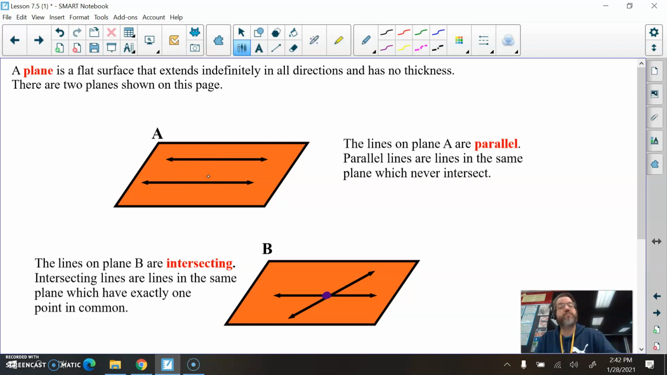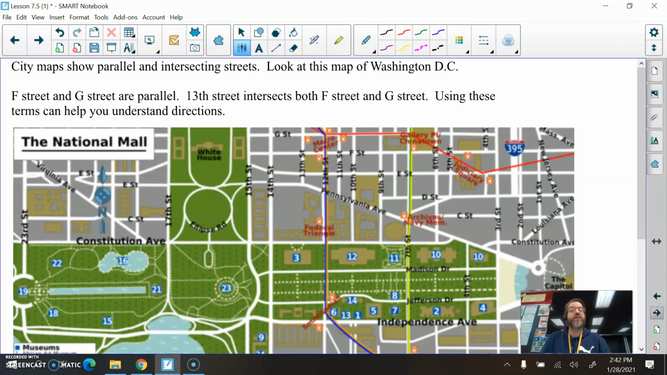So that's what planes are. It's a flat surface that extends indefinitely in all directions. This is parallel lines, and these are intersecting lines. You need to know all of this vocabulary. All right, so parallel and intersecting.